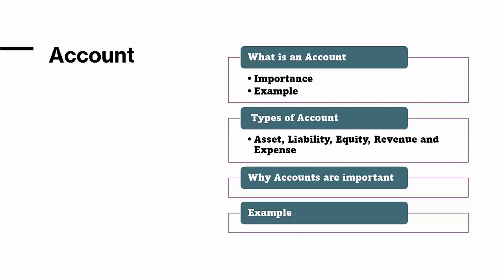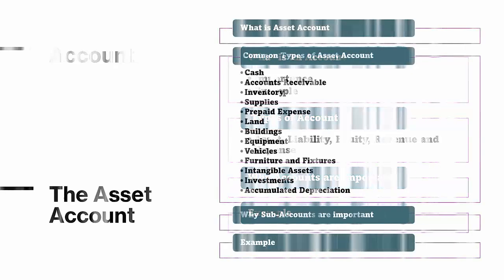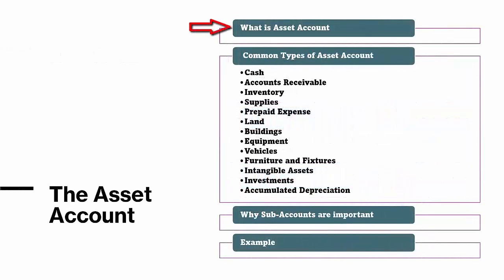In our upcoming lessons, we'll go deeper into each type of account and see how they connect in the accounting equation. All right, students. Now that we've covered what an account is, let's dive into one of the most important types of accounts in accounting, the asset account. What is an asset account? An asset account is used to record and track everything a business owns or controls that has value and will bring future benefits.